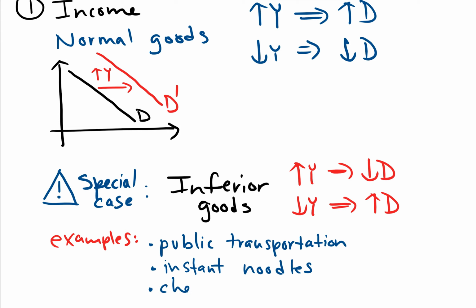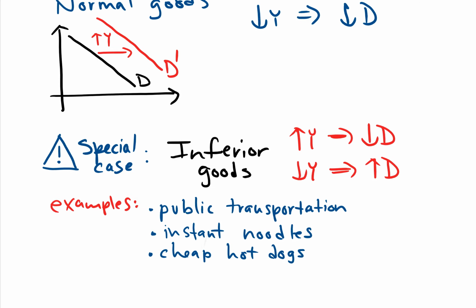Maybe cheap hot dogs or other cheap meats. Again, if you really like Spam or something like that, actually, I'm not sure if Spam is cheap, but if you really like hot dogs, don't get offended. On average, when people's incomes fall, they'll buy more hot dogs, and if their incomes rise, they'll buy fewer hot dogs, and they might switch to higher-end meats, like steak or something like that. So that's the income case.